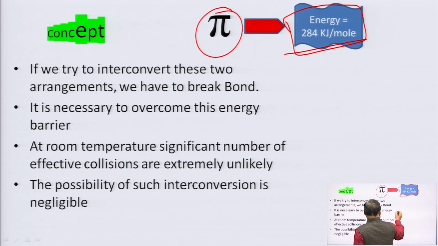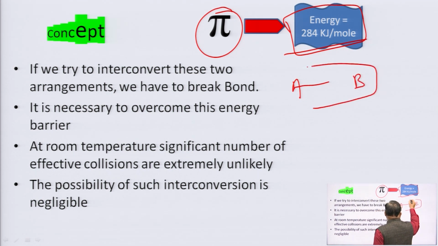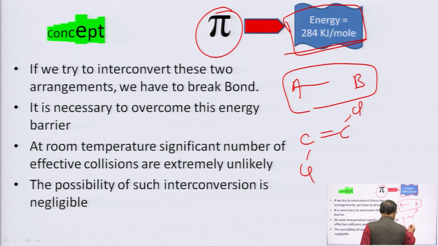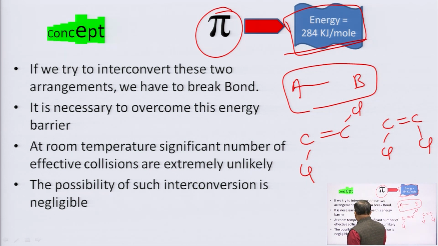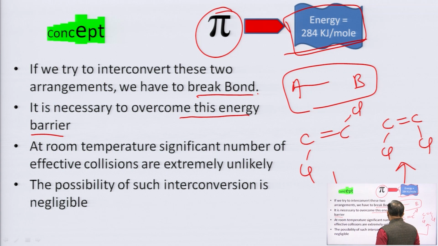Now, if you want to convert structure A into B, as we have seen earlier, C double bond C, if the chlorine is present here, I want to change the position of chlorine like this. So, to convert this structure into that second one, I need to overcome this energy barrier. We have to break the bond, and the minimum energy required is 284 kilojoule per mole.